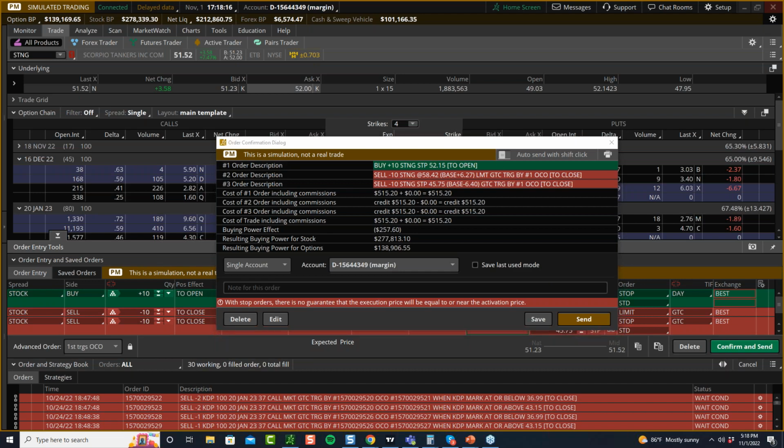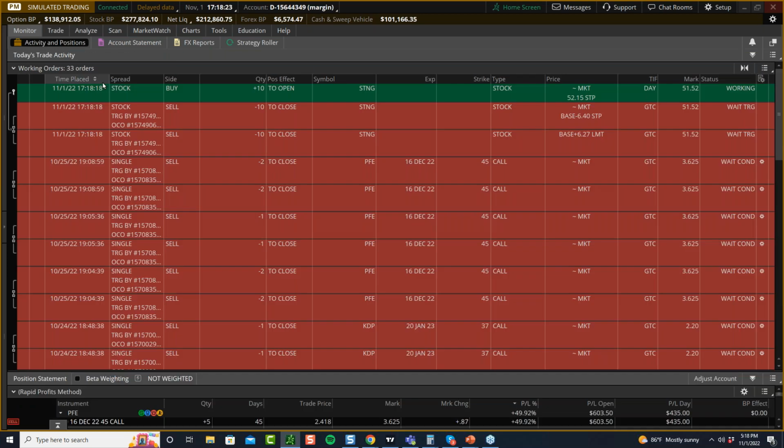So once I hit go, this trade now goes over into my working orders, which is here. This is the trade I just placed. It's a market order. This is everything I just did for Sting. Okay, it says working. It's now there waiting for tomorrow's market. I don't have to do anything else. If it goes live and hits 52.15, I've got my two orders and it says waiting on the trigger. So these are waiting for the green to trigger.